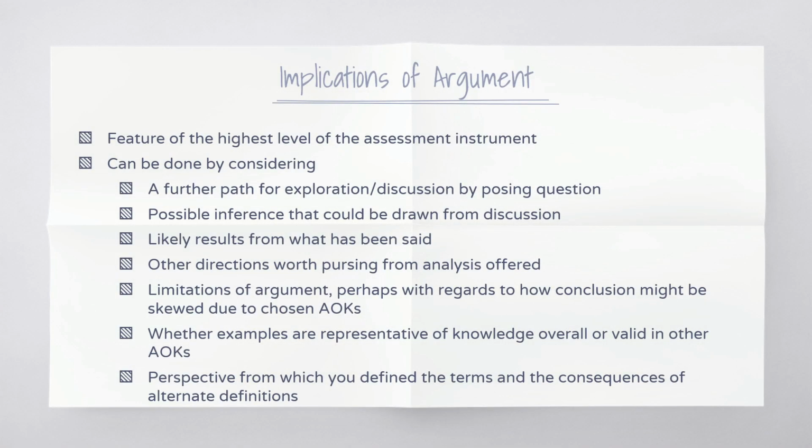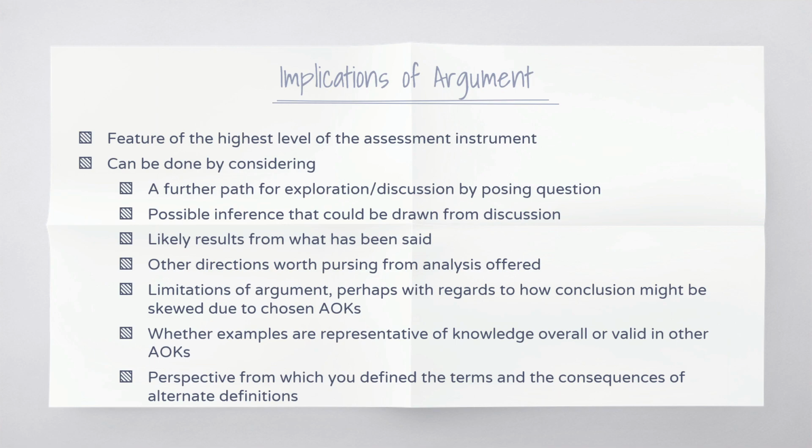The implications of the argument. This is something that is really left off many essays because it is a feature of the highest assessment band. When we're talking about that, we're talking about the 9 to 10 mark band. In order to receive a 9 to 10, you must have considered the implications of the argument. So if you're aiming for an A in theory of knowledge, then these are some things that are worth considering when writing your essay. These are some general ways that you can do that. There are many ways. This is by no means a definitive list.